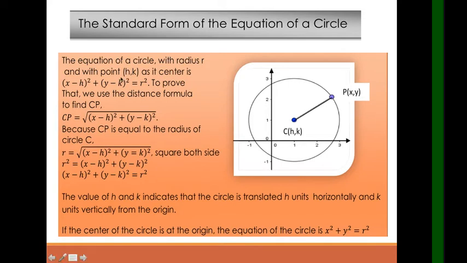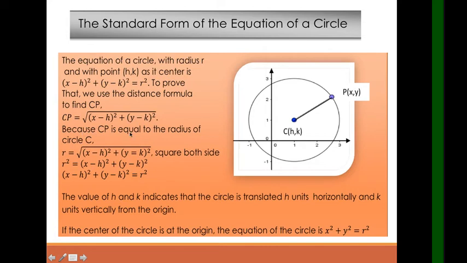as its center, is (x minus h) squared plus (y minus k) squared is equal to r squared. To prove that, we use the distance formula to find the CP, or the equation of the circle. Okay, CP is equal to the square root of (x minus h) squared plus (y minus k) squared. So this is a distance formula.